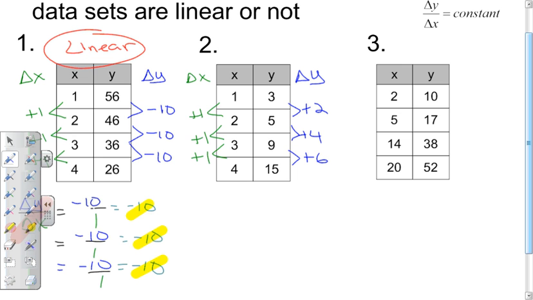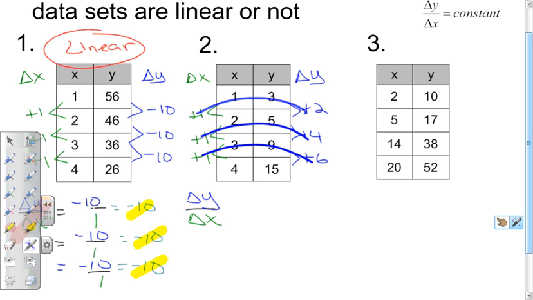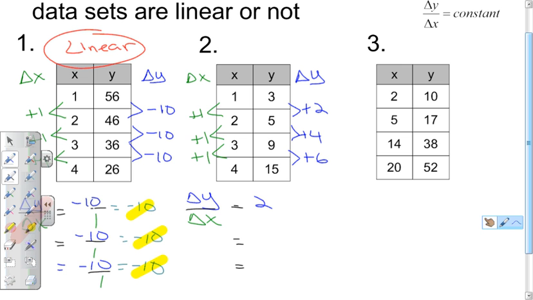And both of them are, in fact, patterns. But you have to realize we're not looking for any old pattern. We're looking for the ratio of delta y over delta x to be constant. So again, we're going to examine delta y over delta x for each ordered pair. So in the first one, I'm going to get 2 over 1, which is 2.